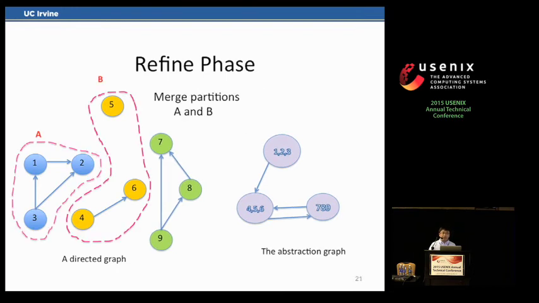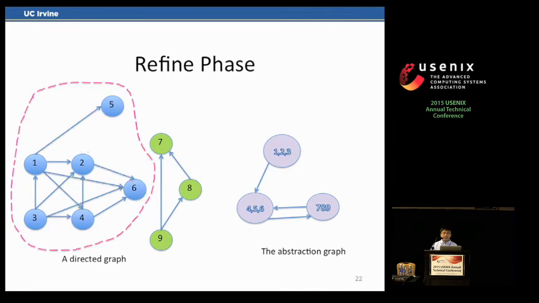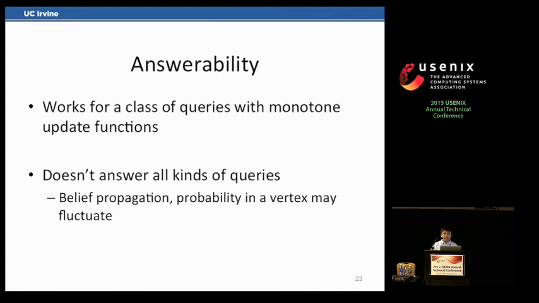Then GraphQ merges partitions A and B. Merge means recover the interpartition edges, which I ignored before. After merge, we have a larger partition. And we do the computation, and we have a new clique, 1, 2, 3, and 4, 6.